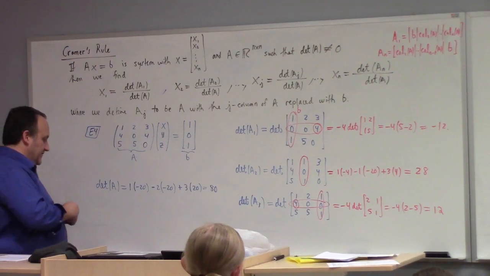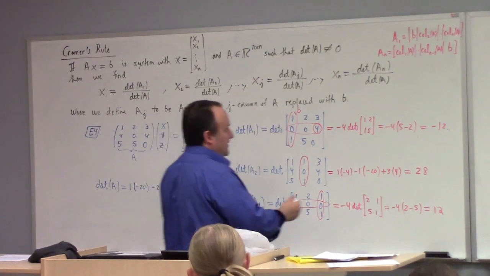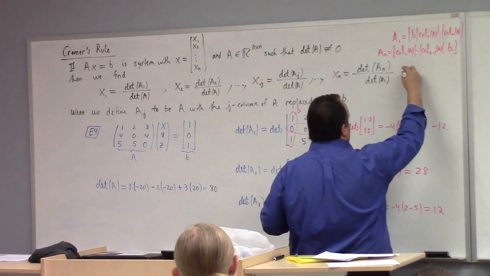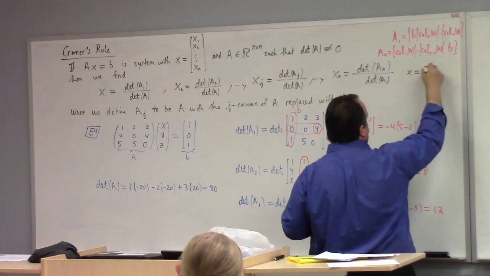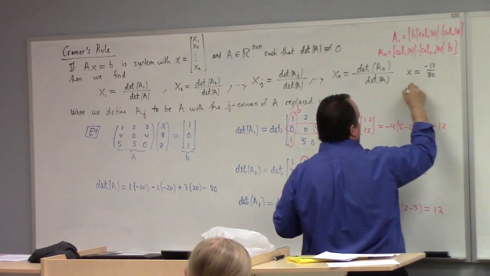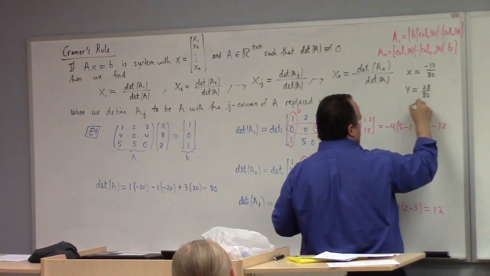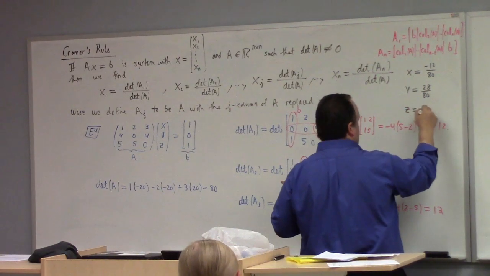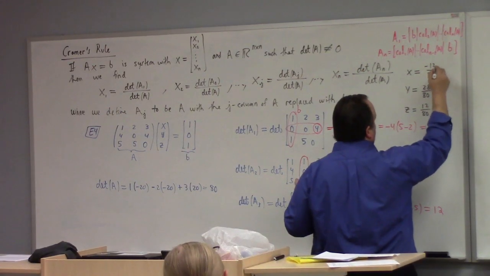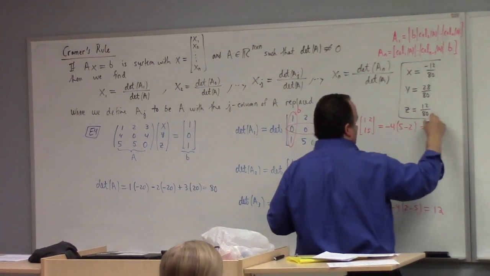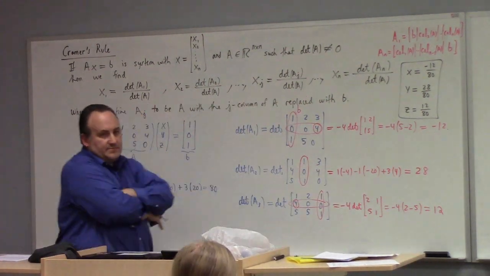All right, so put this all together. We got to find some spots to write the answer. So the answer, allegedly, is x is equal to minus 12 over 80. Y is equal to 28 over 80. And z is equal to 12 over 80, which of course we could simplify if we wanted to, but I don't want to at the moment, so you'll forgive me. There you go. We solved this 3x3 system.